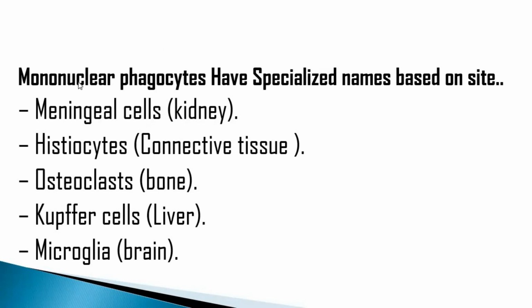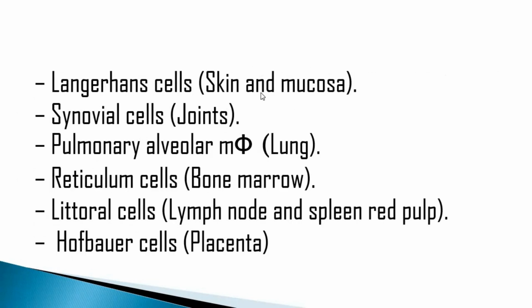Have you seen the statement? Mononuclear phagocytes have specialized names depending on the site. Those that are found in the kidneys are called mesangial cells. Those that are found in the connective tissue are called histiocytes. Those that are found in the bone are called osteoclasts. Then those that are found in the liver are called Kupffer cells. Those that are found in the brain are called microglial cells. Those that are found in the skin and the mucosa are called Langerhans cells.